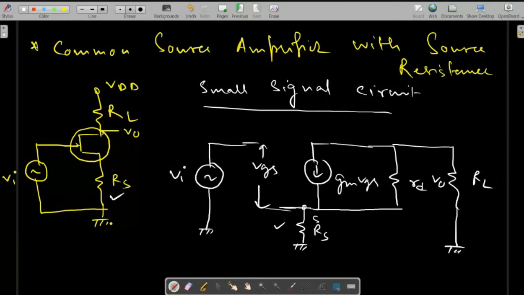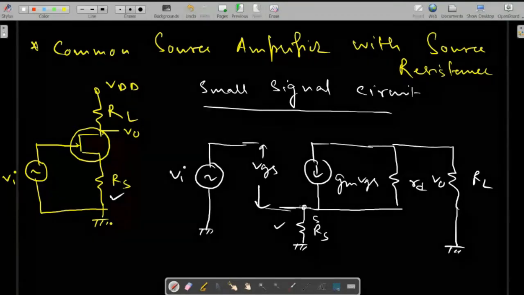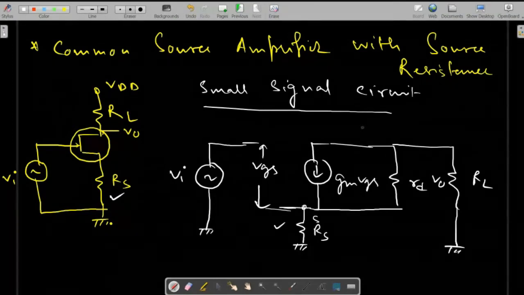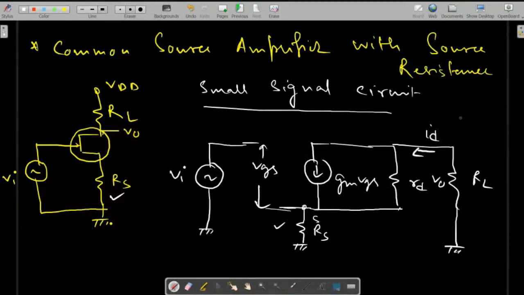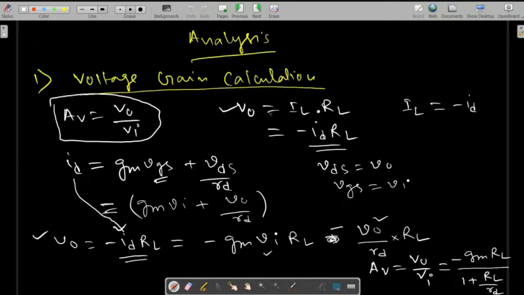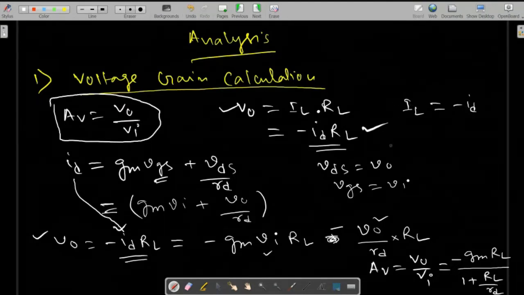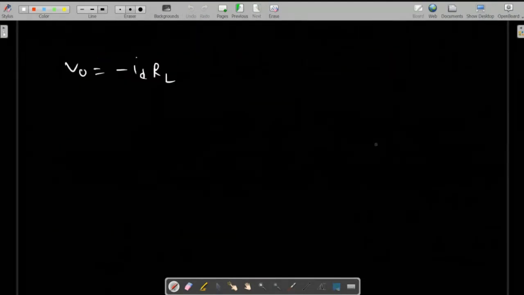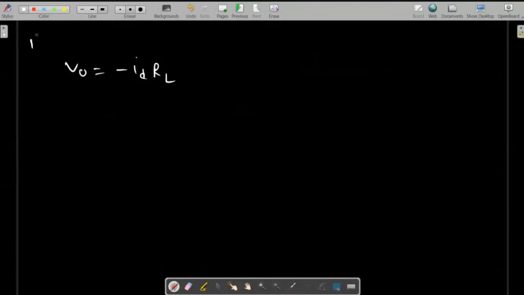For this circuit, we are going to derive the same parameters. So let us see how to calculate. This is ID, and as you know, V0 is equal to minus ID into RL. We already saw that. So V0 equals minus ID into RL. Now the voltage gain calculation.